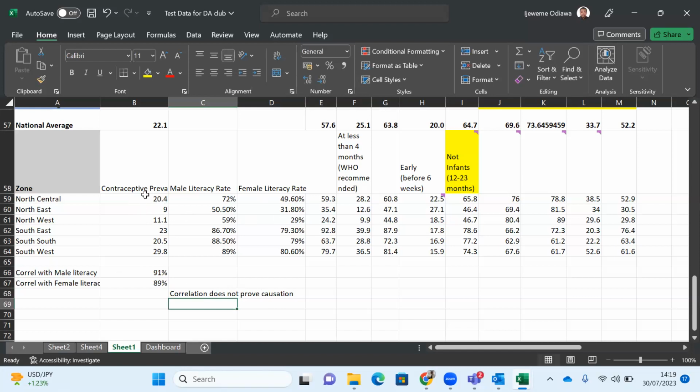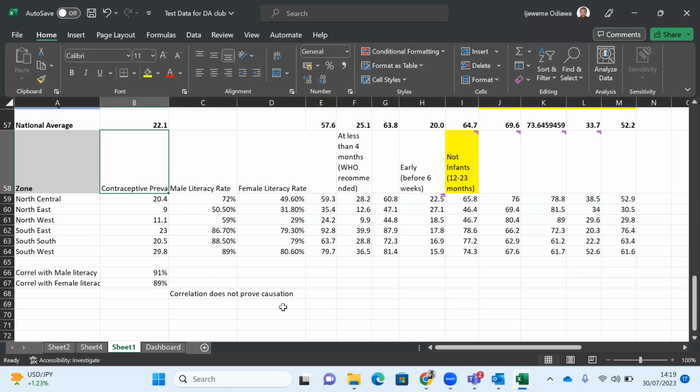Just because there's a strong correlation between both does not mean that one is causing the other. It does not mean that male literacy causes contraception prevalence. What if contraception prevalence is causing male literacy? It sounds weird, but what if, as women take contraceptives, somehow their men start knowing that? I don't know, but that's what the data says generally.